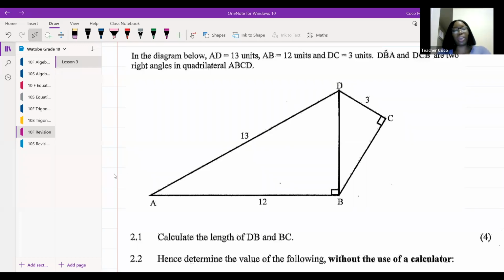All right, let's read the question quickly. It says, in the diagram below, AD is equal to 13 units, AB is equal to 12 units, and DC is equal to 3 units.